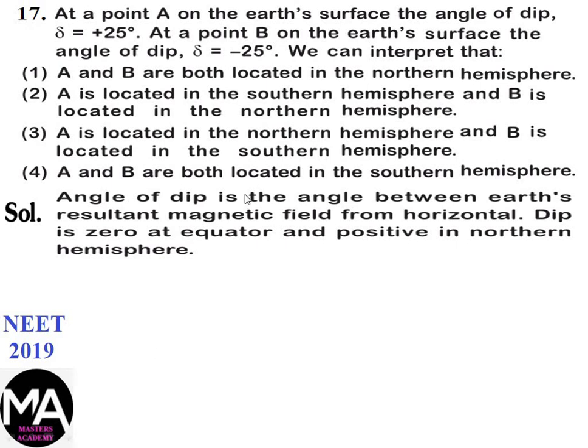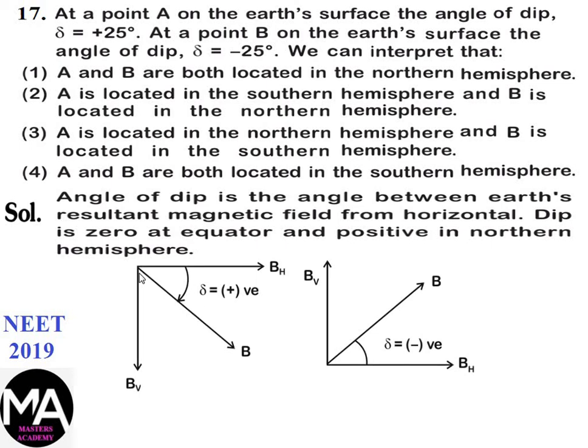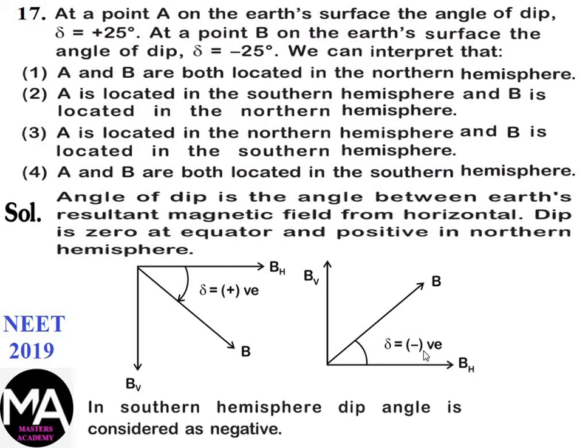We know that the angle of dip is the angle between Earth's magnetic field from horizontal. Dip is 0 at the equator and positive at the northern hemisphere, and the dip is negative at the southern hemisphere. Therefore, the option is third one. A is located at, since A is positive, it should be at northern hemisphere and B is negative, it should be at southern hemisphere. Therefore, option is third one.